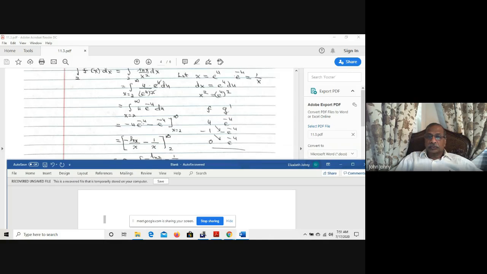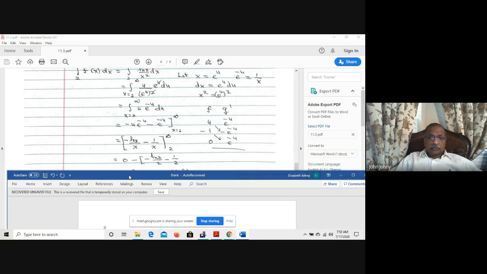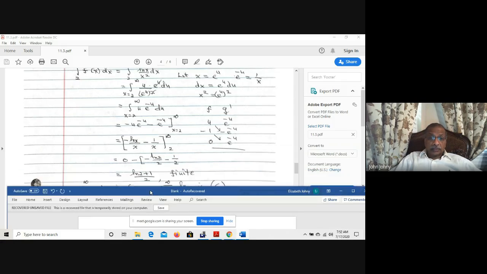e to the negative u is 1 over x. So that's the reason why I calculated it. So negative natural log of x divided by x minus e to the negative u, which is 1 over x. Substitute the limit, you get natural log of infinity over infinity, that is a 0. You may use L'Hopital's rule there. I think I have skipped that part.